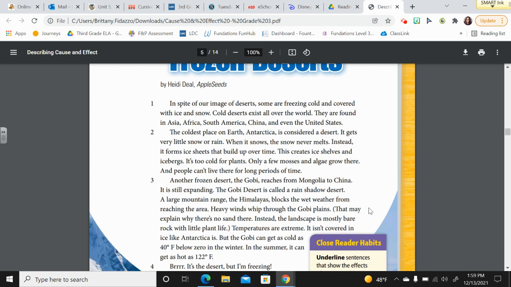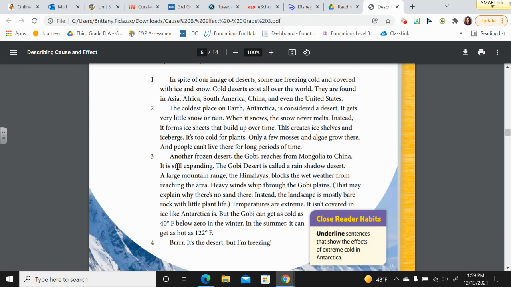All right, let's keep going with paragraph 3. Another frozen desert, the Gobi, reaches from Mongolia to China. It is still expanding. That means it's getting bigger. The Gobi Desert is called a rain shadow desert. A large mountain range called the Himalayas blocks the wet weather from reaching the area. Heavy winds whip through the Gobi Plains. That may explain why there's no sand there.